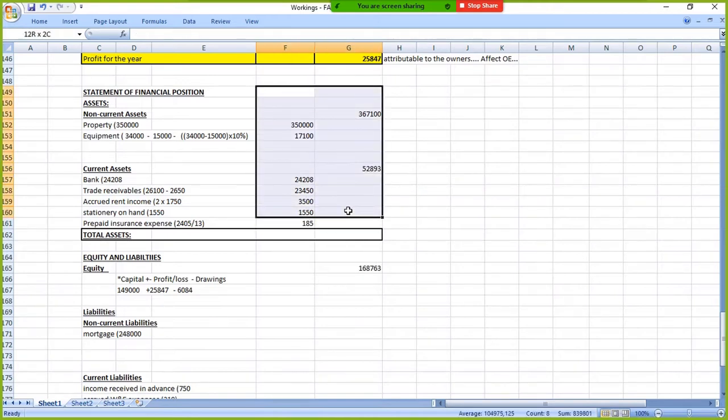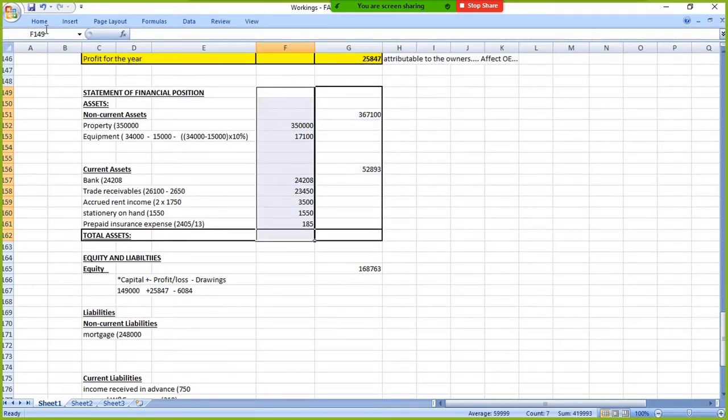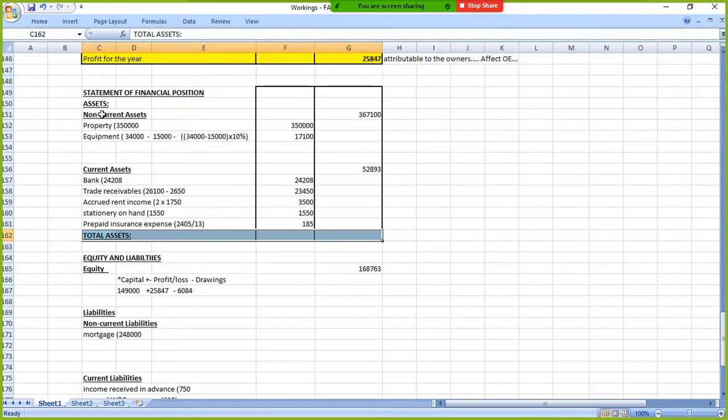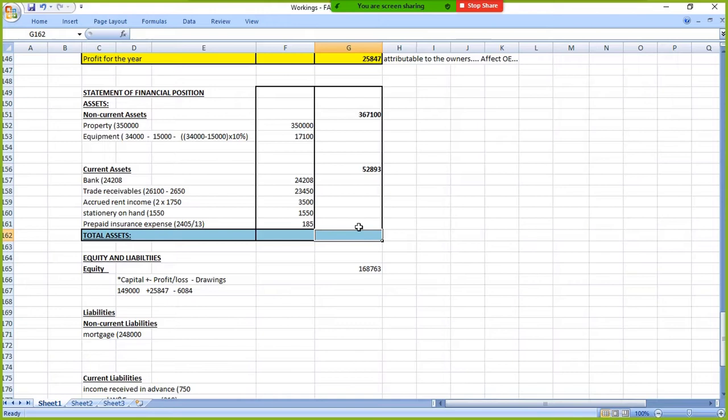Okay, there's your double columns again. Notice the working is in one column, and then the totals in the other column. The final value here is obviously going to be for the total assets. How do I get the total assets? Non-current plus current. This plus that. Okay, there's your total assets.